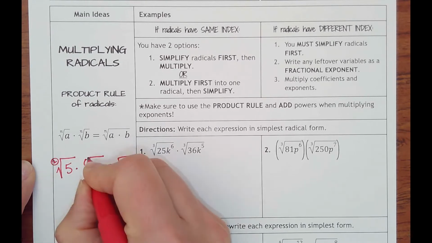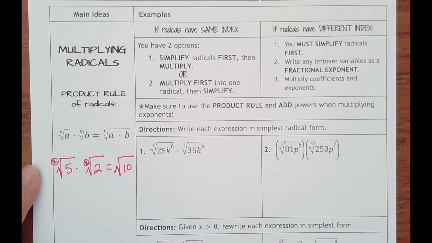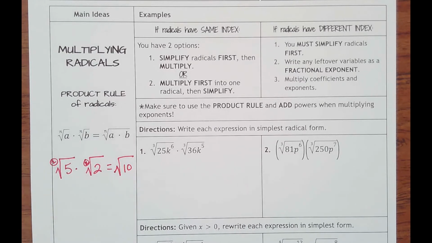So remember, these both have a little imaginary 2 here. So if they were both cube roots, you could do it. If they were both fourth roots, you could do it. So that's what's going to happen on problems 1 and 2. But then 3 through 6 will have different indexes, and we'll treat those a little differently.